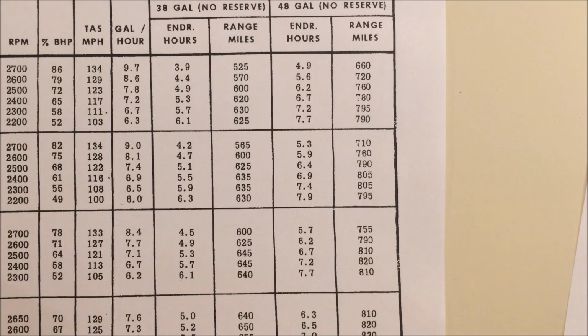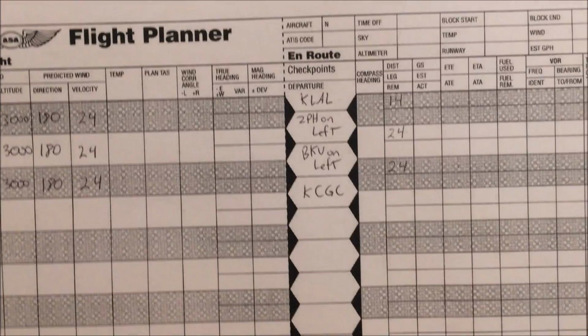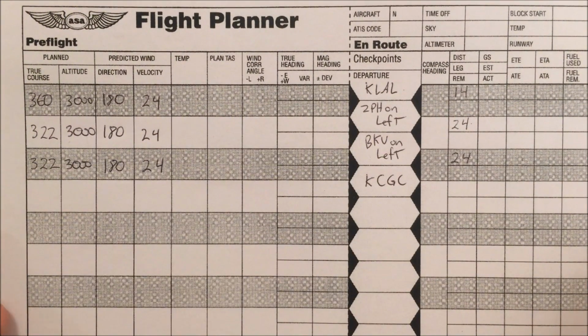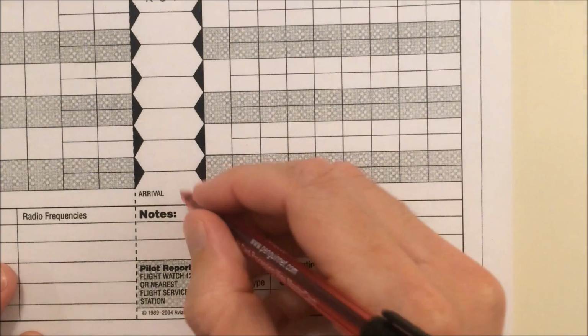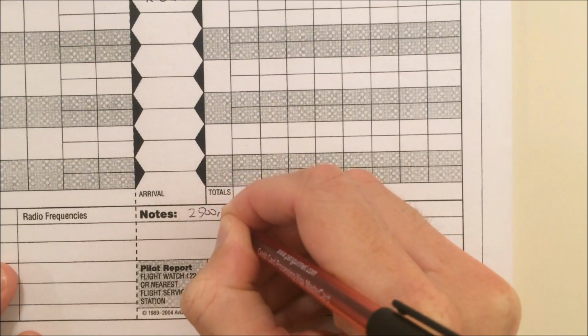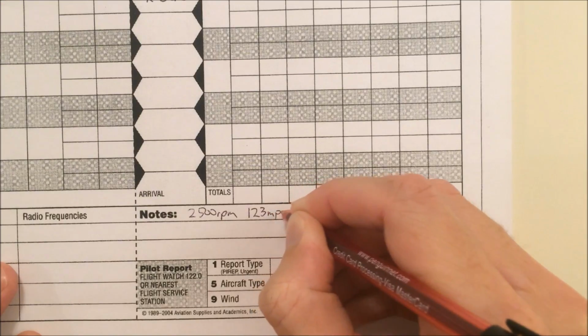We're going to get to that in just a second. So for starters, 123 is our number. However, everything on our flight plan so far and when we complete it will be in knots. So some airplanes are in miles per hour. Be careful of that. So what I like to do in a miles per hour plane is make a note down here at the bottom. So I'll say at 2500 RPM, we expect to achieve 123 miles per hour.